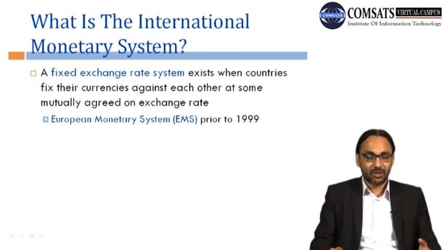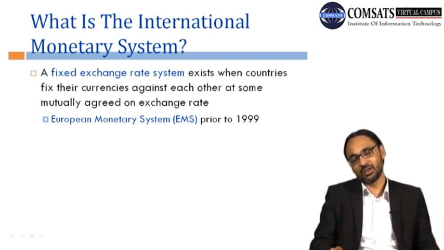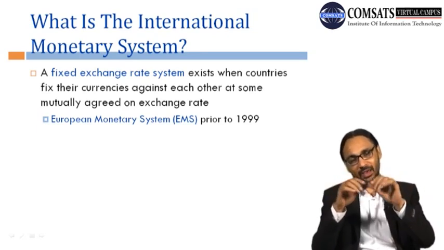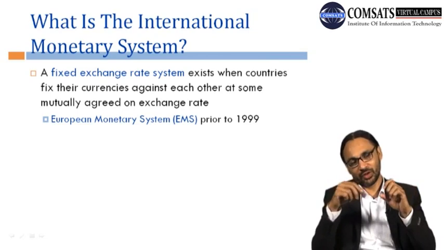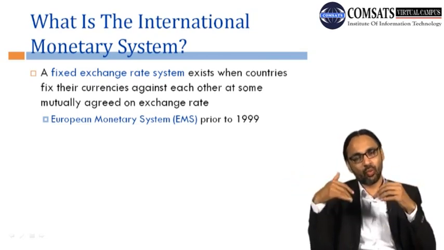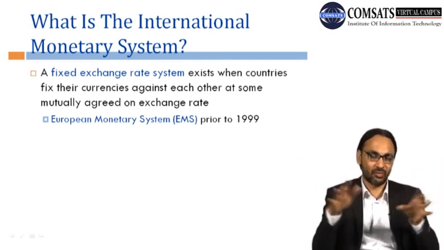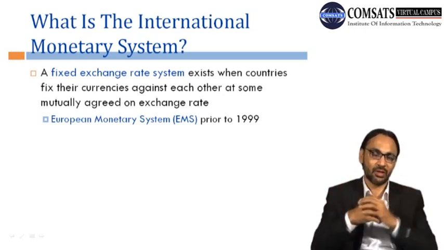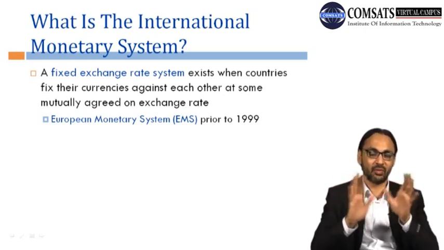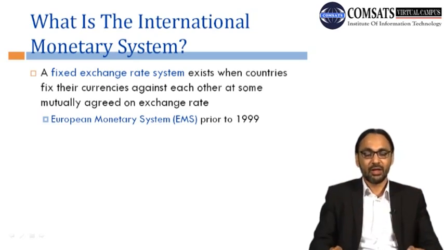Okay, another system is a fixed exchange rate system, when countries fix their currencies against each other at a mutually agreed exchange rate. I mean, in this exchange system, for instance, if we have $1 equal to 100 rupees fixed, whatever happens, it will remain 100 rupees. $1 is equal to 100 rupees. Whatsoever happens within the country and across the globe, it will remain the same. We will discuss it a little later, how it remains the same, and under what conditions it can change.